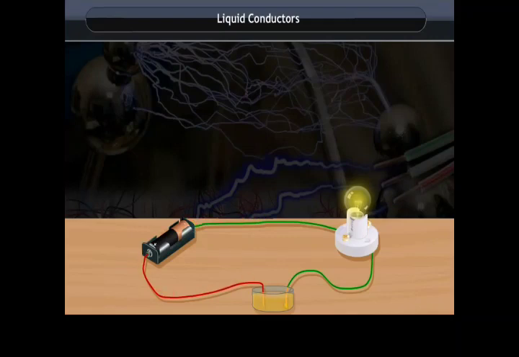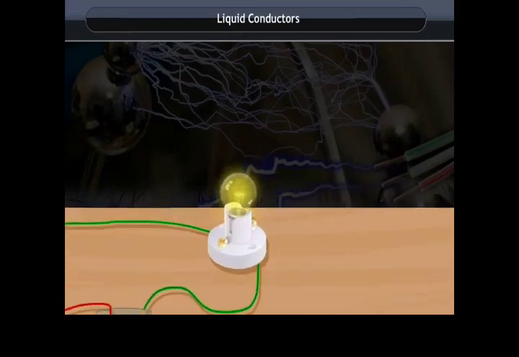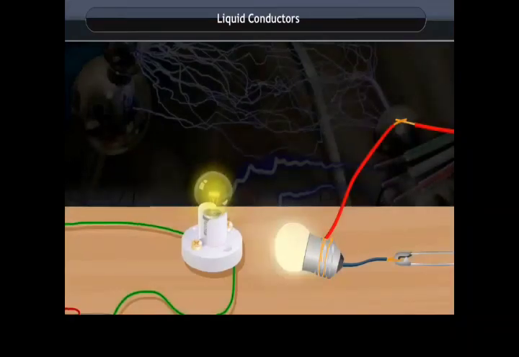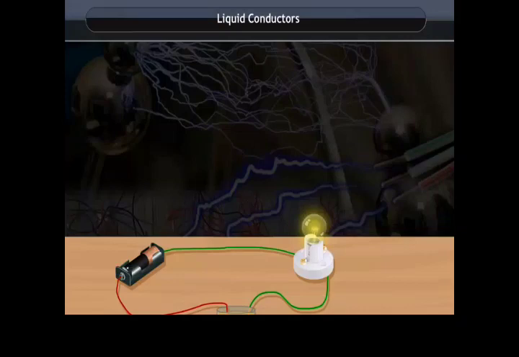Have you observed the brightness of the bulb? Is it as bright as it was in the case of the safety pin? No, it is dimmer than the safety pin. Why is it so? A bulb glows because as current flows through it, lots of heat is generated, which heats up the filament of the bulb, and hence it glows.